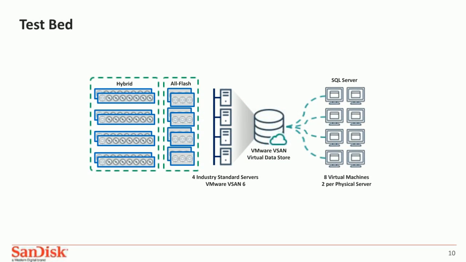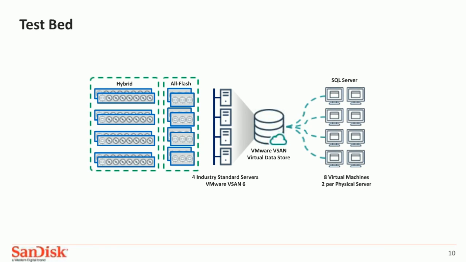So our test environment, which is represented here in the test bed, represents a common configuration for Virtual SAN. We had 4 servers, each running Virtual SAN 6, which aggregated all the storage resources into a virtual data store. For the hybrid configuration, each physical server was configured with 2 disk groups, and each disk group included 7 1.2 terabyte 10,000 RPM SAS drives for capacity, and then 1 800 gig SanDisk Optimus Ascend SSD for the read and write cache.